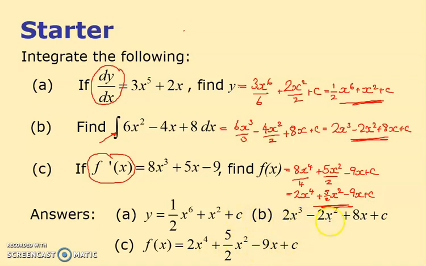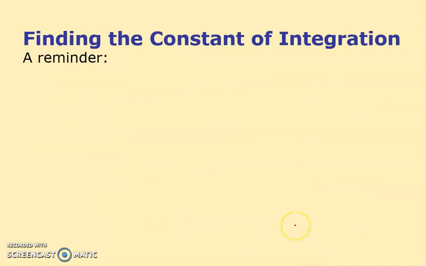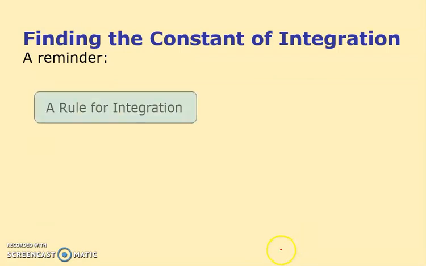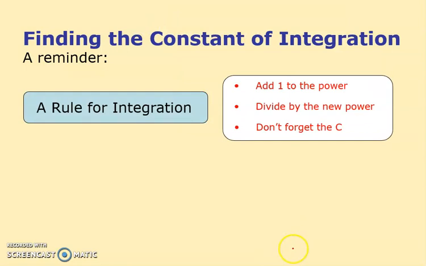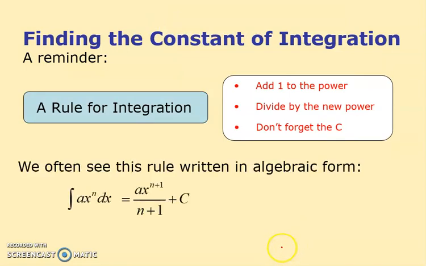Just looking very quickly, make sure I've got them all right. I do seem to have done. Look, here's the rule then for integration. Our rule said add the power, divide by the new power, don't forget to add the c. And I've even, at the end of the last PowerPoint, showed you that this is basically easily written like this. The integral of ax to the n is ax to the n plus 1, divided by that n plus 1. Add the power, divide by the power.